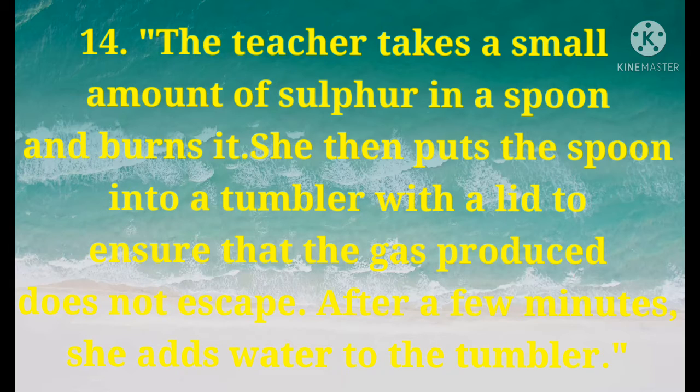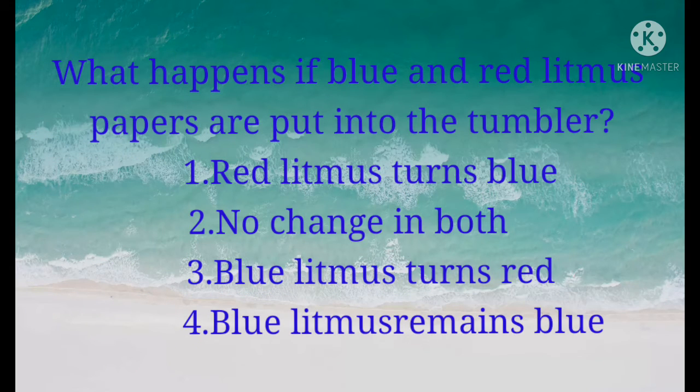The teacher takes a small amount of sulfur in a spoon and burns it. She then puts the spoon into a tumbler with a lid to ensure that the gas produced does not escape. After a few minutes, she adds water to the tumbler. What happens if blue and red litmus papers are put into the tumbler? Number 1, red litmus turns blue. Number 2, no change in both. Number 3, blue litmus turns red. Number 4, blue litmus remains blue.